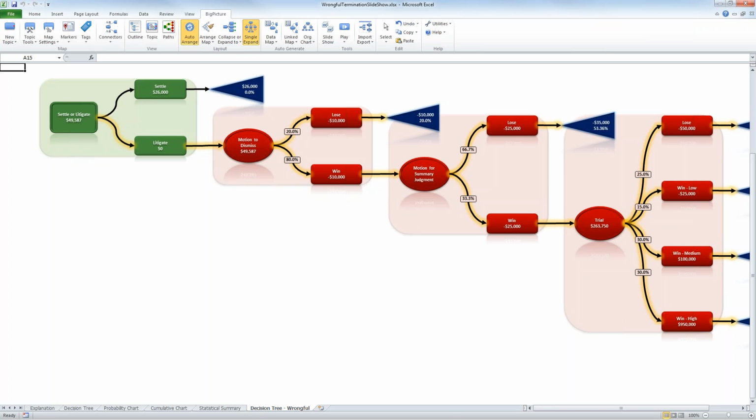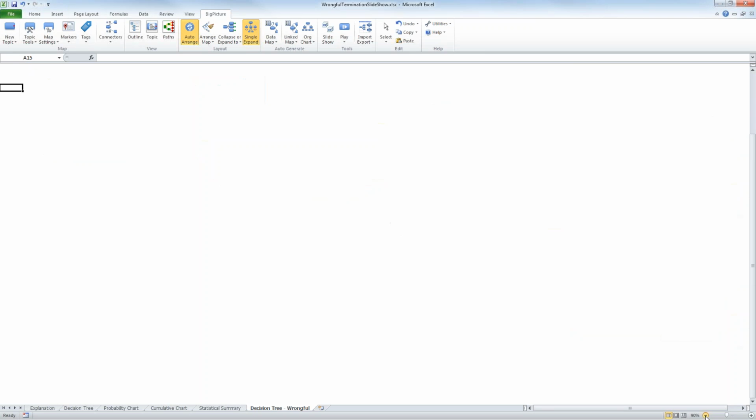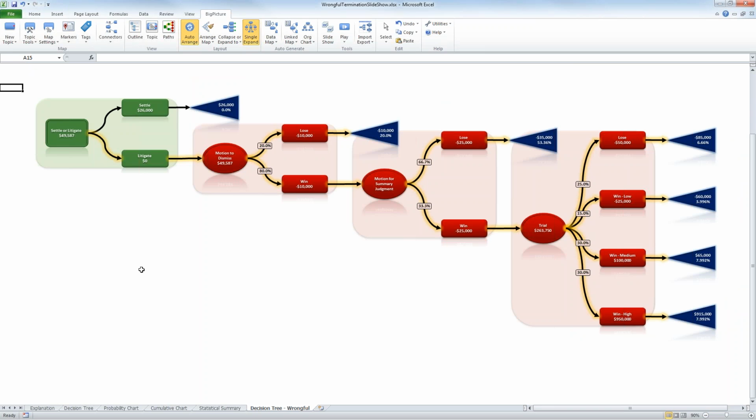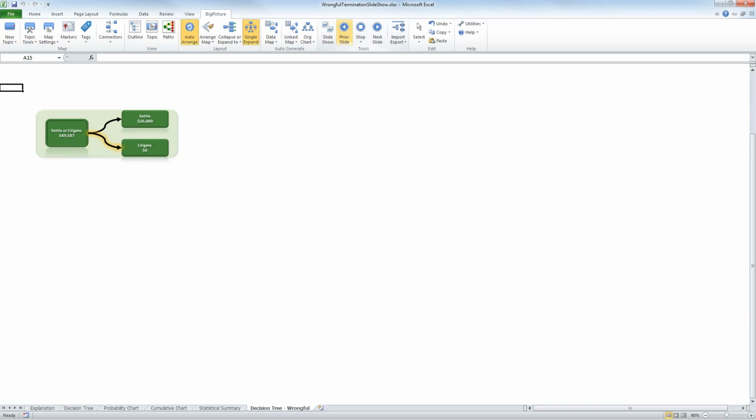So we're back here, and this looks just like the one that you saw, right? It has the settle or litigate. So what is this exactly telling us? Because it's a little overwhelming seeing all these red chance nodes and I don't understand it. Well, I can go ahead and hit play here and walk someone through this.